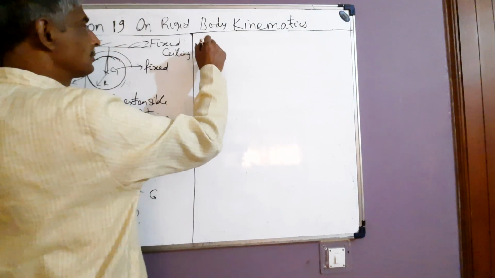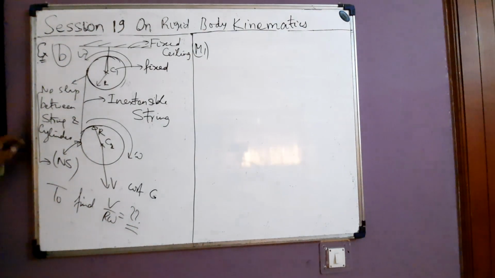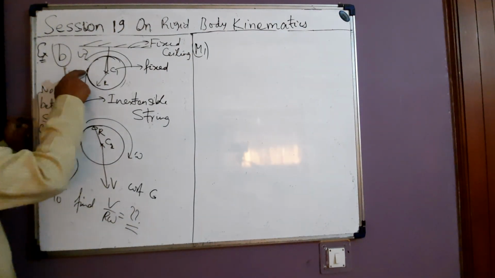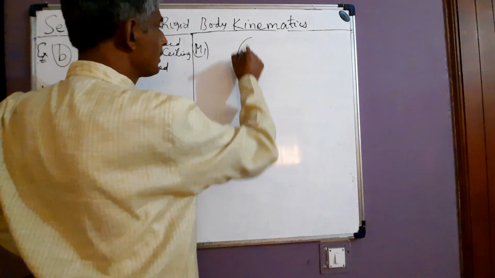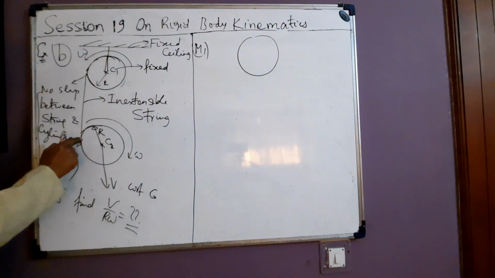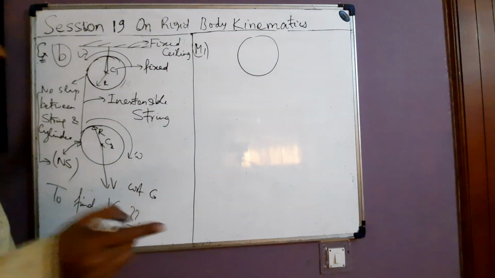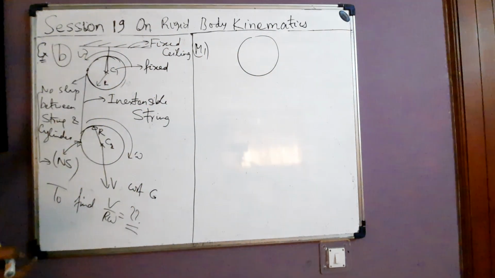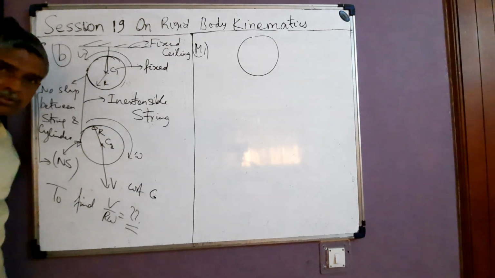So method 1. What we do is we first start from here. See, here there is no slip, here also there is no slip. So we have to apply no slip at both these 2 points.